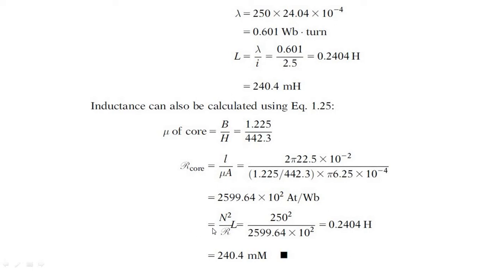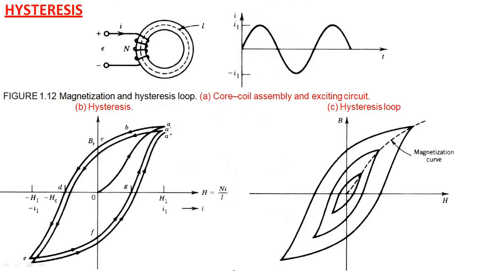Then L is equal to N square divided by R. N means the number of turns in the given data, 250 whole square, divided by R, the reluctance value, 2599.64 into 10 to the power of 2. The resultant value of the inductance is 0.2404 Henry, that is, 240.4 millihenry.